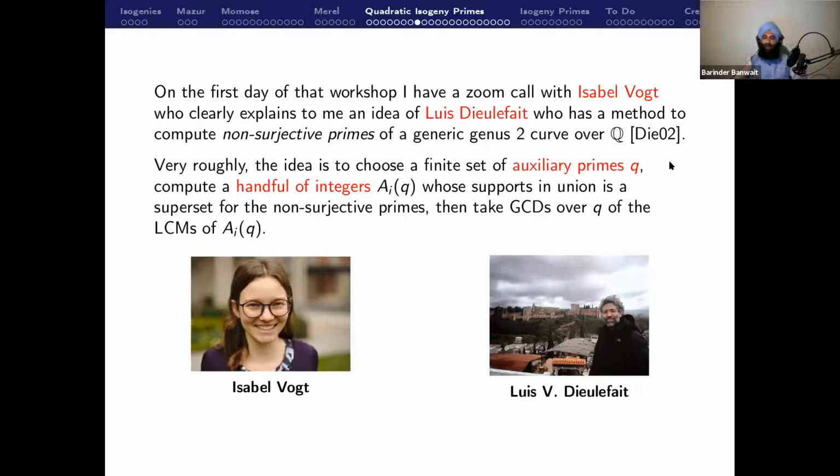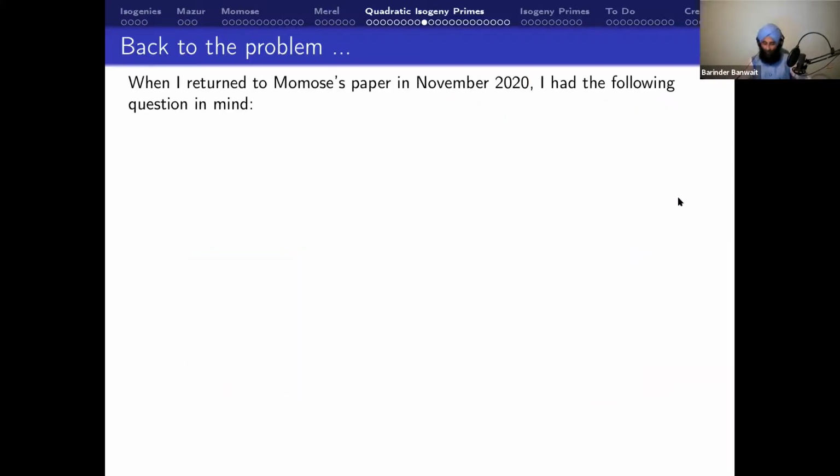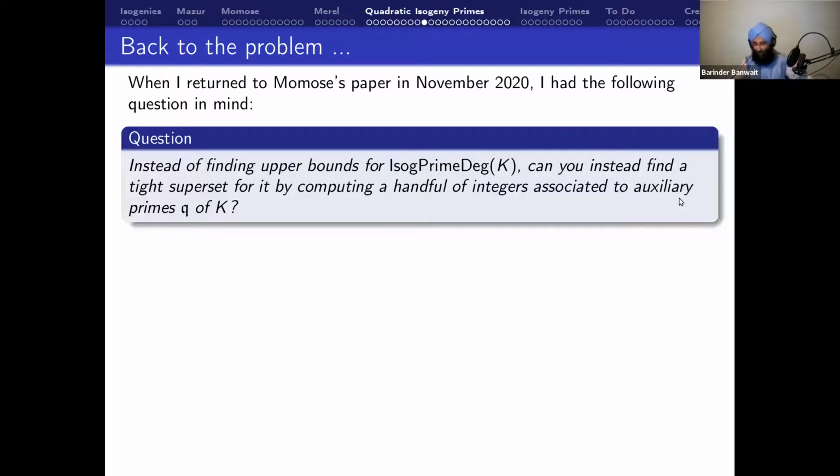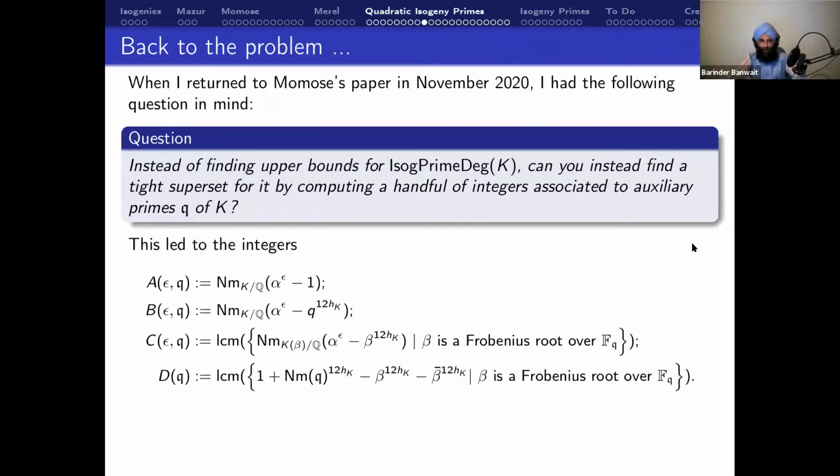So when I returned to Momose's paper, back in November of last year, after having worked on that problem, I was thinking about it in the following way. Forget an upper bound. Can this method not work? Can you not find a tight superset using this auxiliary prime idea? So I ran with that idea for a while, and eventually I identified these integers. I'm afraid I don't have too much time to get into this right now.